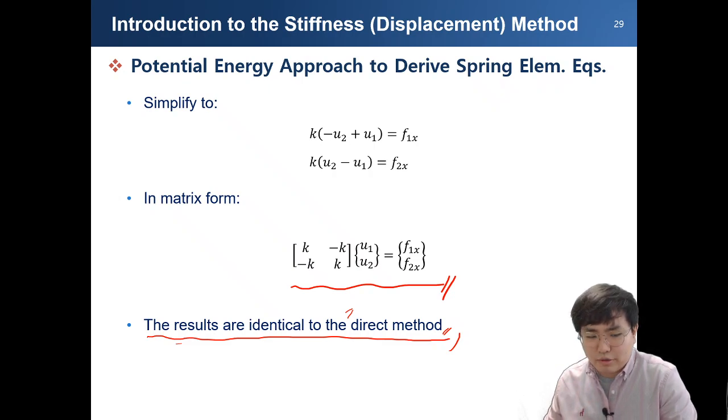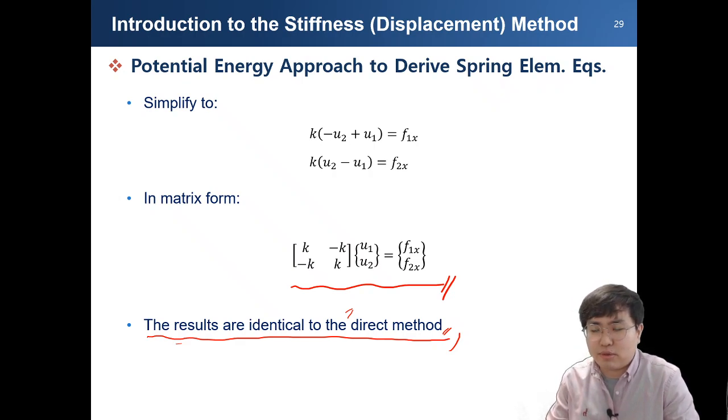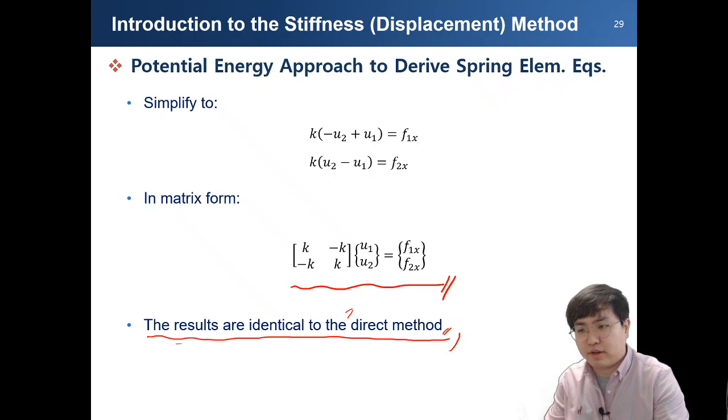It is because we already know the exact result. But if you don't know the exact relationship between the internal deformation and the external forces, it is hard to derive those kinds of equations by the direct stiffness method. However, with the potential energy approach, if you have equations to describe the energy of the system, you can easily derive those finite stiffness equations.